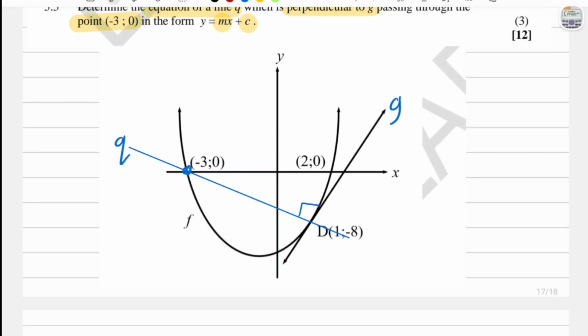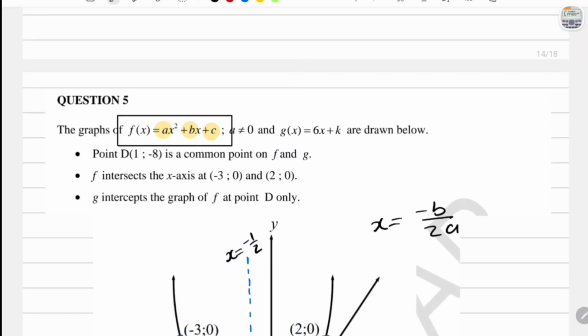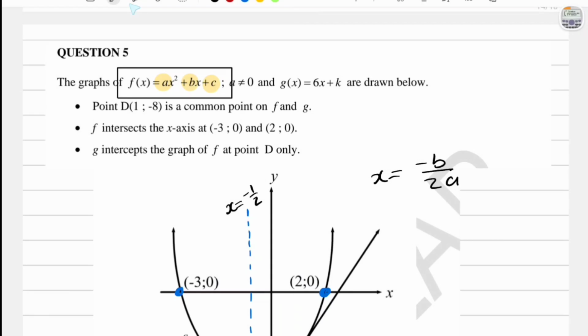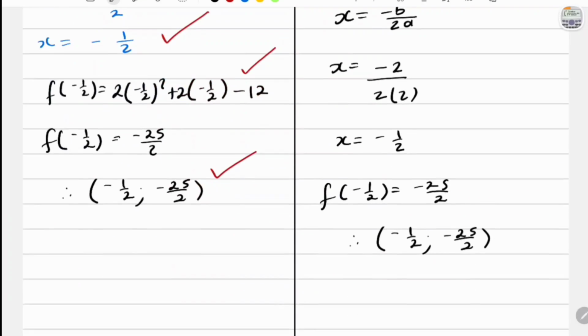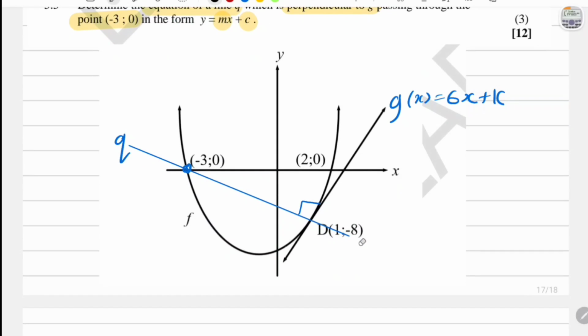What I'm going to do instead is try to find the gradient using anything else that they gave me. If you look at the scenario, you will notice that they told us that g of x was equal to 6x plus k. So we don't know what k is, but we do know what the gradient is. We know the gradient is 6. I'm going to hold on to that. To find the gradient of this line, you're going to have to remember that these two lines are perpendicular.